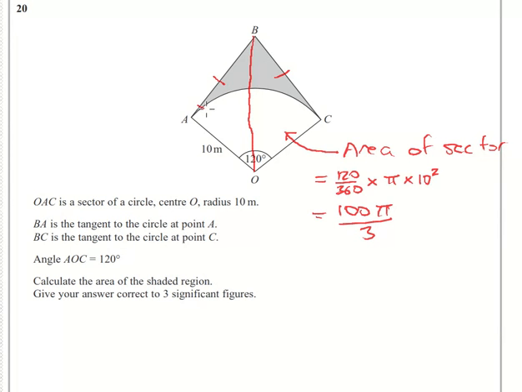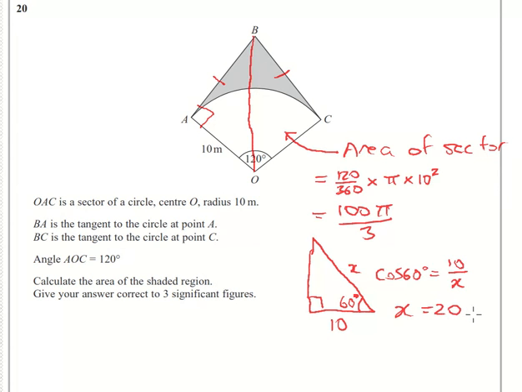Well, you need to realize that tangents are also at right angles to the radius. If I just reorient that triangle a little bit, that's the right angle, that's 10, this is the side I want, and I know that that's 60. So this is really now a SOHCAHTOA trig problem. I can now say cos 60 is adjacent, which is 10, divided by hypotenuse, which is x. Cos 60 is a half, so that means x is going to be 20.